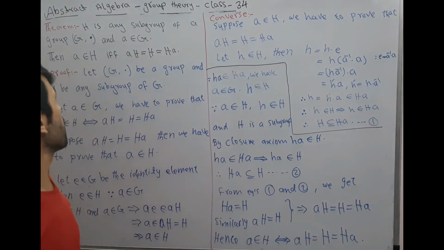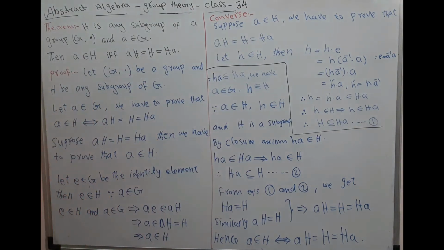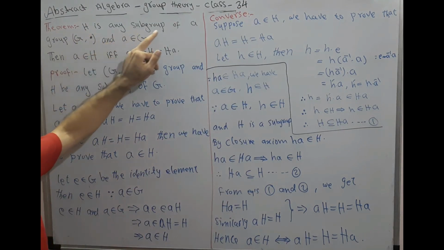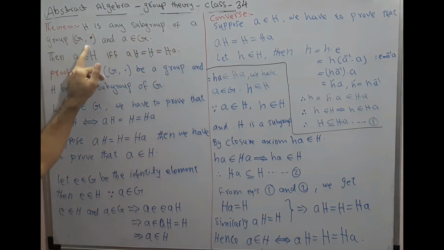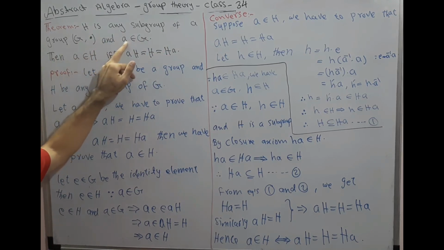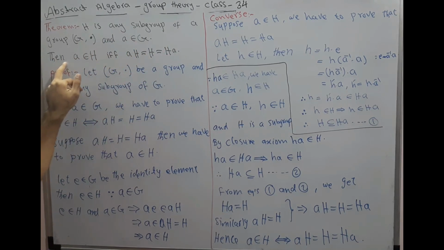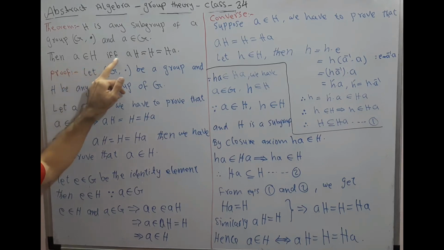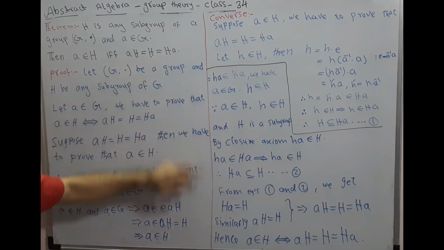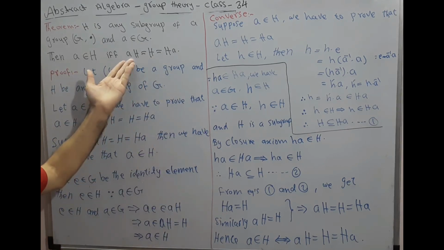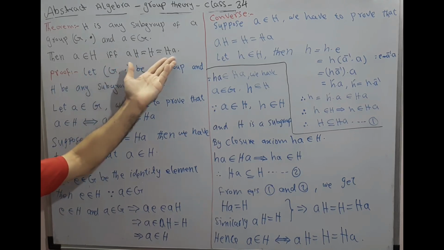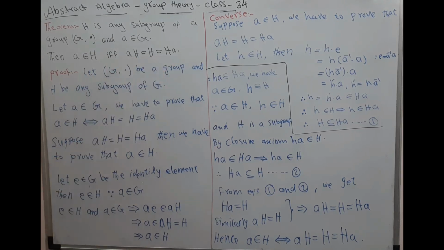Here we will prove a theorem about coset groups. Theorem: H is any subgroup of a group G with respect to multiplication, and a belongs to G. Then a belongs to H if and only if aH = H = Ha. That is, the left coset equals the subgroup equals the right coset.